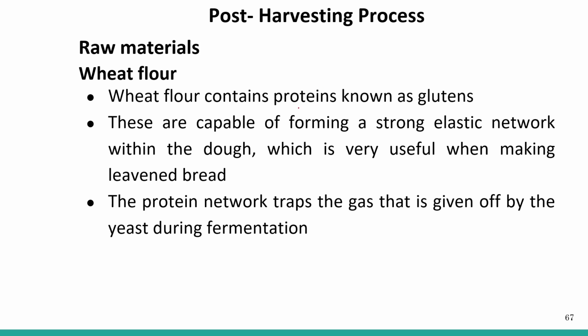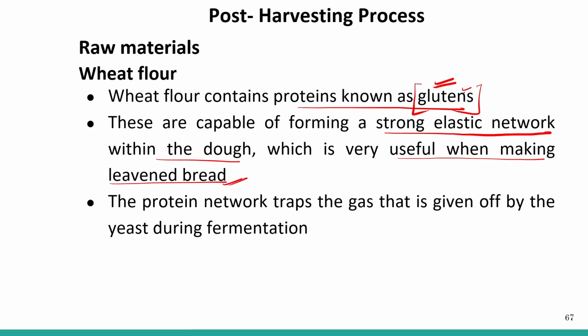Wheat flour contains proteins known as gluten. This is one of the proteins contained in wheat flour. These are capable of forming a strong elastic network within the dough, which is very useful when making leavened bread. So this particular protein must be present when we are preparing leavened bread. The protein network traps the gas that is given off by the yeast during fermentation.